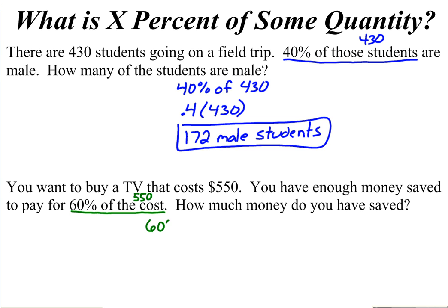So we have 60% of 550. Change the percent to a decimal. Of means multiply. Plug that into your calculator. 0.6 times 550 means that we have $330 saved.